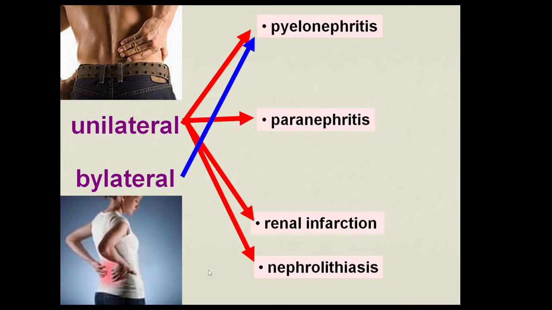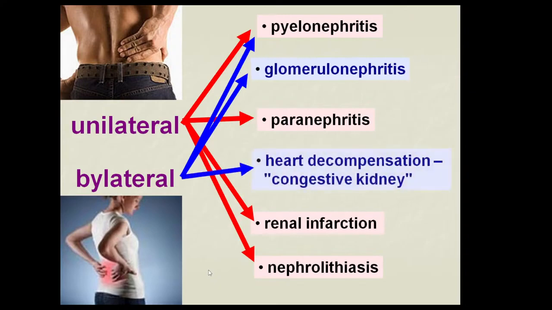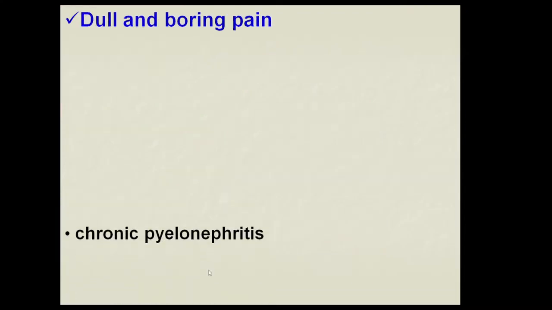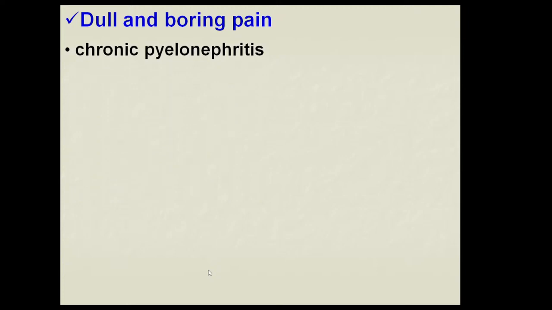It may occur in pyelonephritis. It is characteristic for glomerular nephritis and for heart decompensation. In other words, the final stage of heart failure, when blood is congested in the greater circulation, and we are talking about congestive kidney. For the kidney, dull and aching pain is more characteristic, because the kidney is a parenchymatous organ and the patient feels pain due to distension of its capsule.